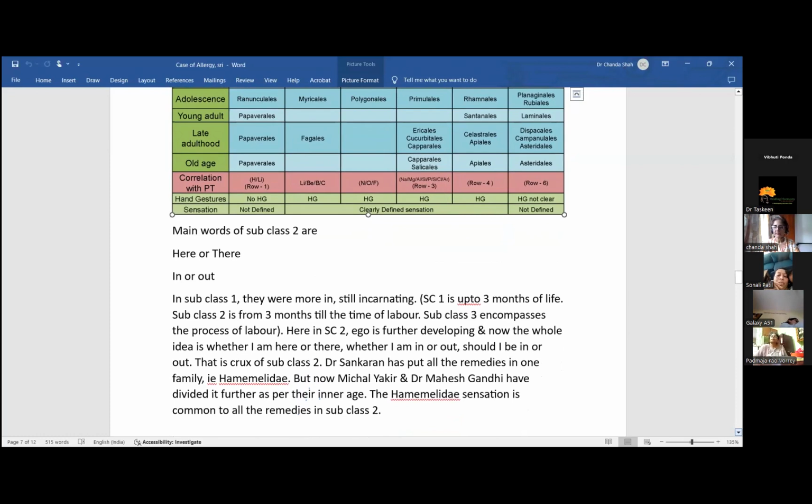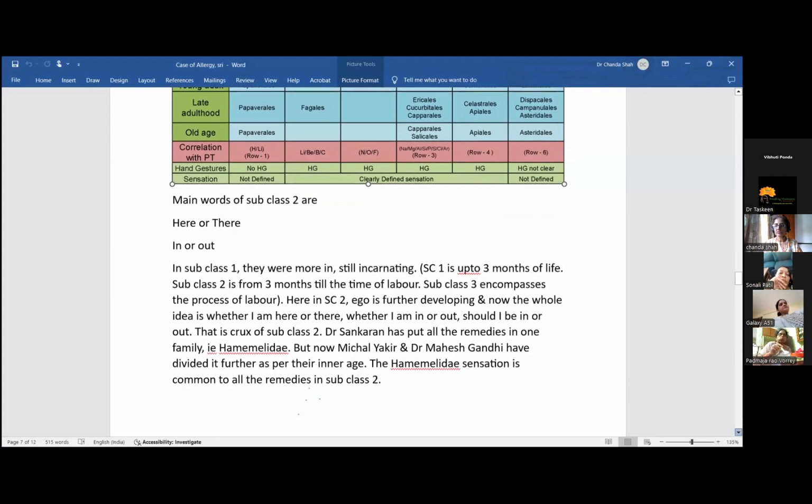Here, the ego is further developing. The whole idea is whether I'm here or there, whether I'm in or out, should I be in or out? That is the crux of subclass 2. Dr. Shankaran has put all the remedies in one family, that is Hemimelidae. But now Mikhail Yakir and Dr. Mahesh Gandhi have divided it further as per their inner age. So the Hemimelidae sensation is common to all the remedies in subclass 2.